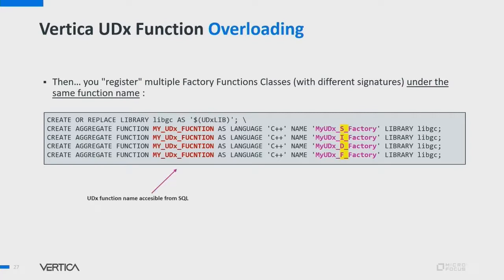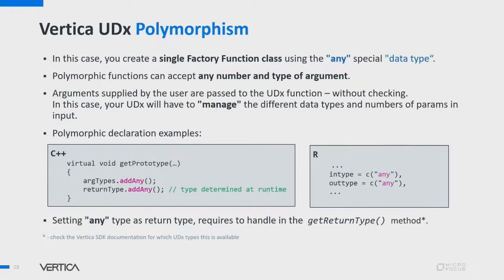This red part of the code corresponds to the function that is available from SQL, and this magenta one corresponds to the factory functions that you have created for each of the data types your UDx is going to process. And then when you call the function with different types of arguments, Vertica automatically will pick up the correct UDX. So yes, you have to code a little bit more, but it is relatively straightforward. Polymorphism is a little bit more demanding because first of all, you have to use a special type called any, and then for the return arguments, you have to add any as a special data object column.